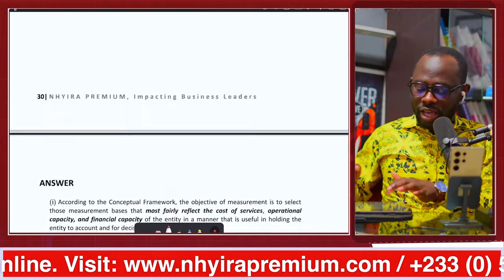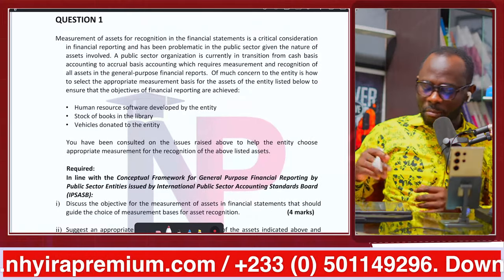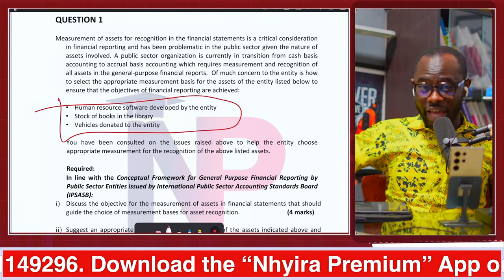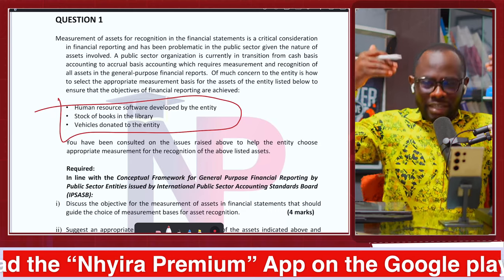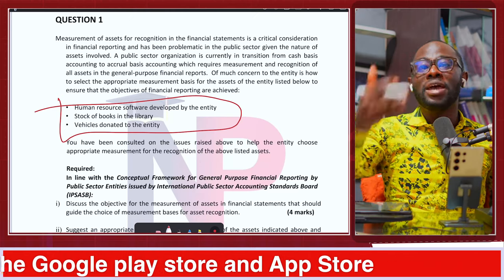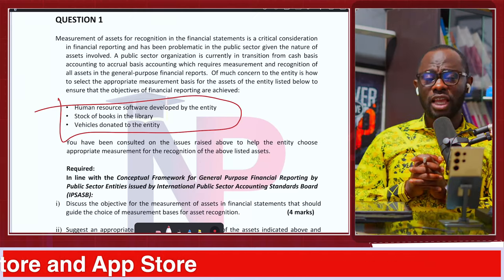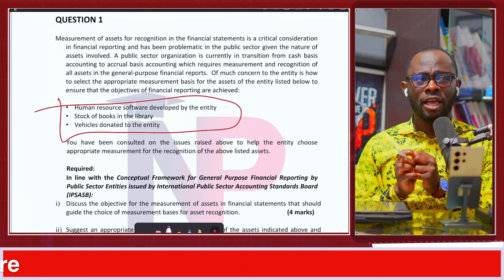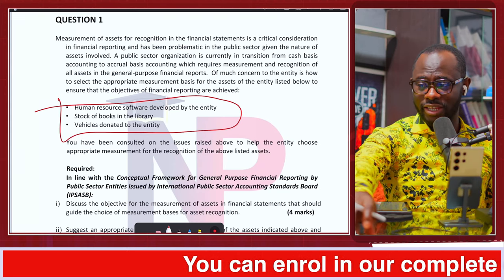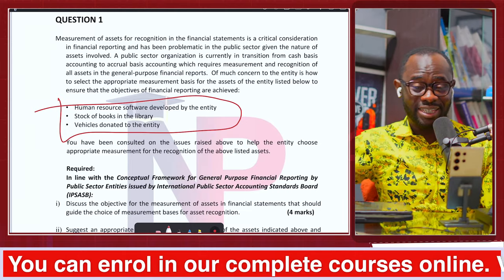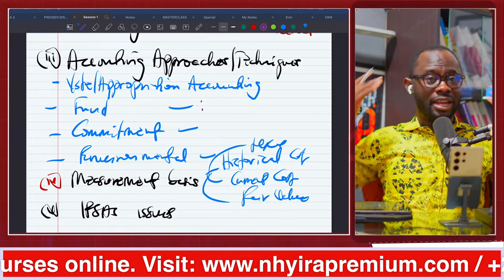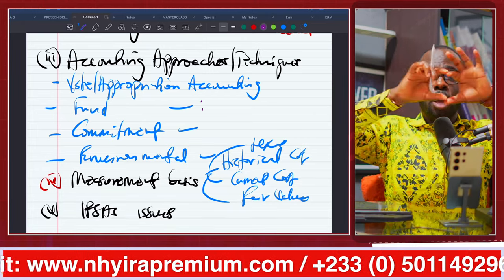So the examiner can bring a question of this structure, but different items, not vehicle donated. He won't go like that, but add different items. But it is still about measurement basis, and the examiner will ask you, how should they measure these items? And it becomes a little bit tricky here if you don't really understand the nature of the specific item in the question, then you are likely to give a wrong measurement basis for the most part. But that is the idea about the fourth thing that we must understand in question one, measurement basis.